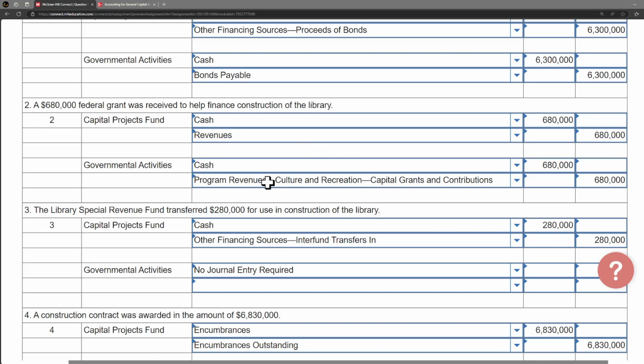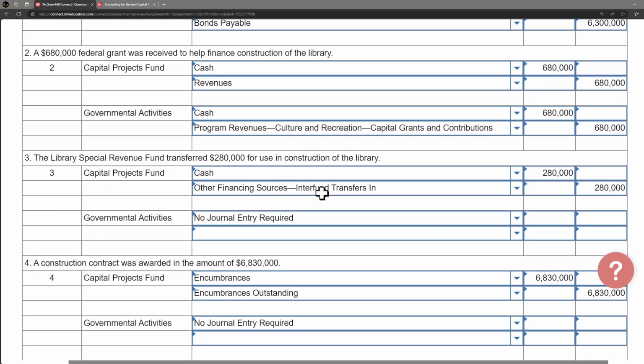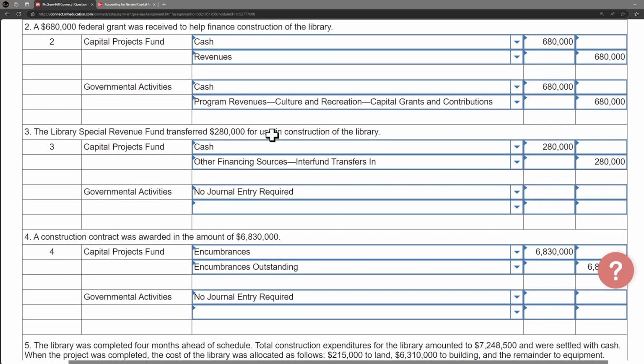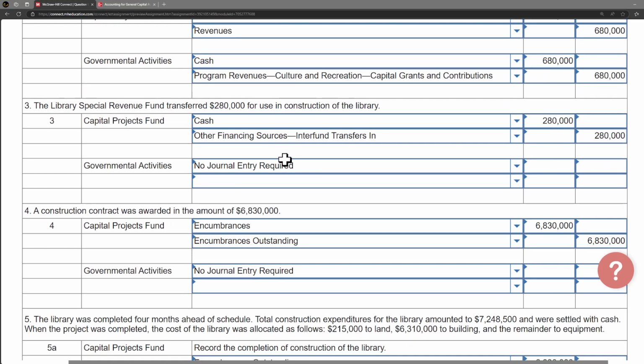Now, again, governmental activities are more detailed in their journal entry accounts, whereas the governmental funding does all the detail in the subledgers. So here, almost the same. In fact, both of them are revenues and cash of some sort. The library special revenue fund transferred. So we have a bond, we have a federal grant, and we have a transfer from another governmental unit.